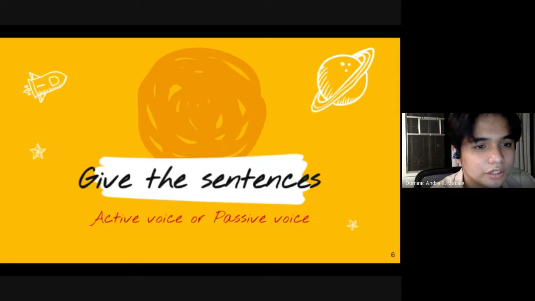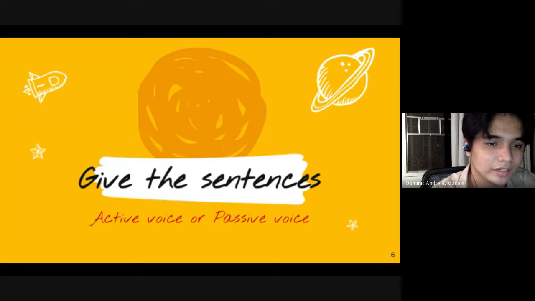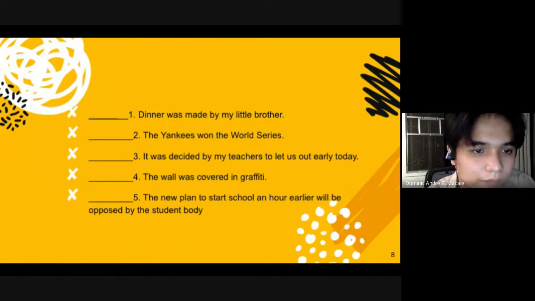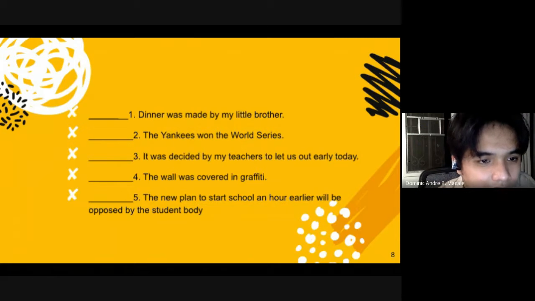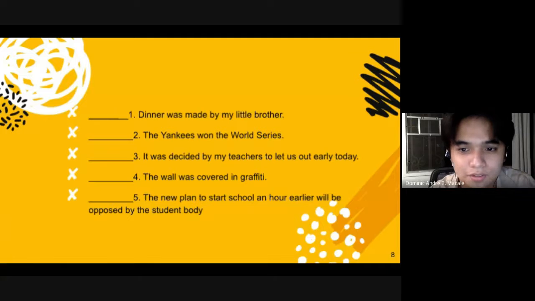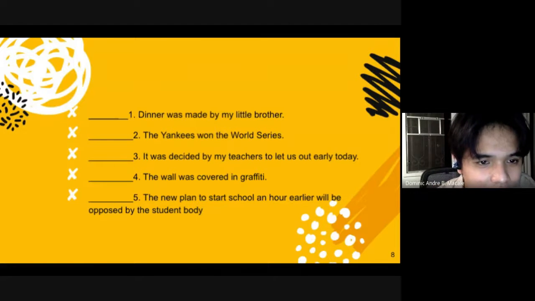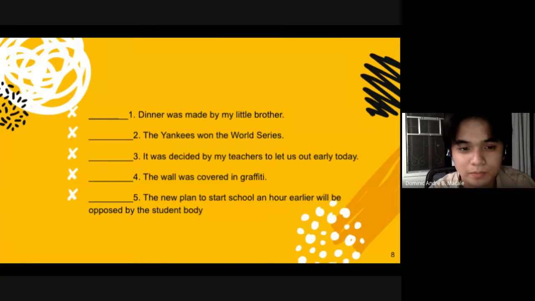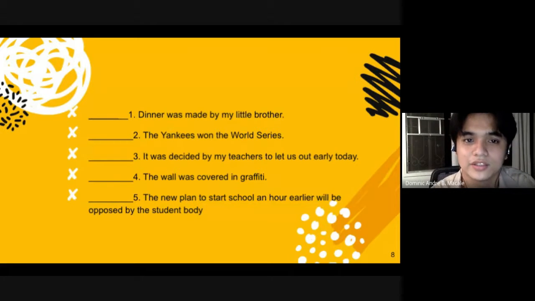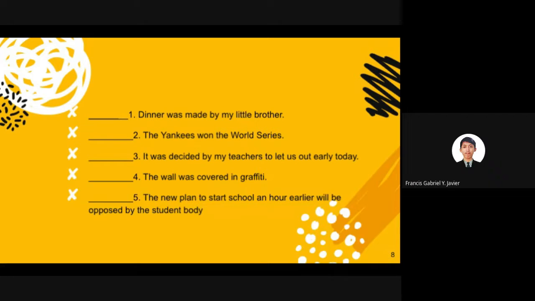Now, to see if you recall what you have read, I will give you some sentences again and tell me if they are active or passive voice. Now, for number one, dinner was made by my little brother. Is it in the passive or active voice? Valane, go. Passive, sir. Okay, passive. Very good. For number two, the Yankees won the World Series. Anyone? Kairis. Sir, it's in the active voice po. Very good, Kairis. For number three, it was decided by my teachers to let us out early today. What's the answer? Gab. It is in passive voice, sir.